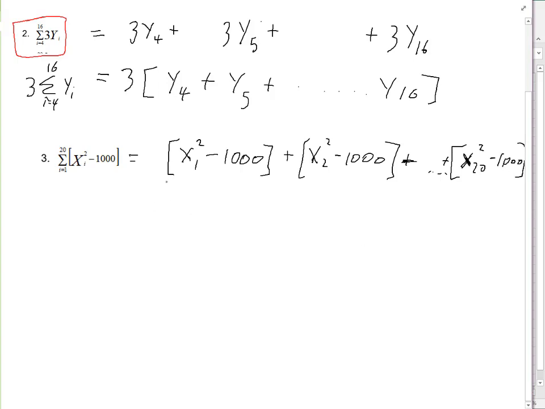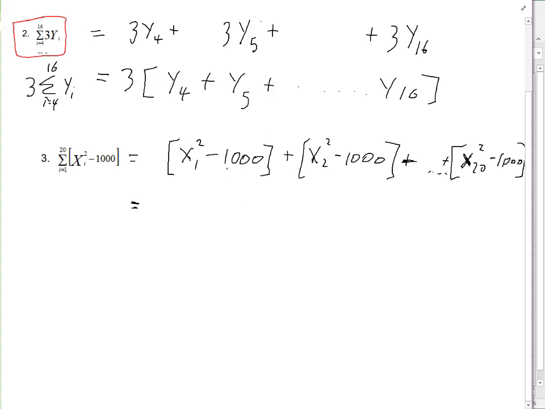Okay. So again, what you could do is make a column, and in that extra column create x1 squared minus 1,000, and add it up all the way down. That would work, but the point is to see what's going on with this thing. Can we just simplify this a bit and make our life easier?